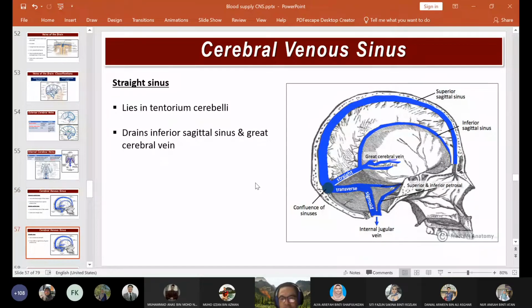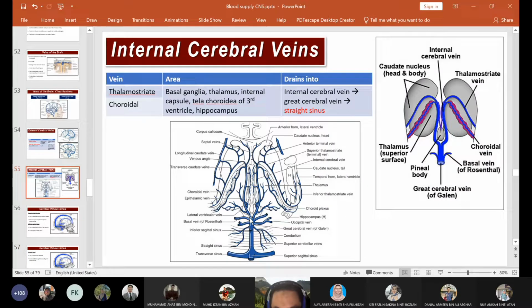Straight sinus. It lies in the tentorium cerebelli. This is your cerebellum kat bawah ni. Okay, this is tentorium cerebelli. It drains the inferior sagittal sinus and great cerebral vein. If you remember again, gambar ni, great cerebral vein is here. And then sagittal sinus. Great cerebral vein pergi ke sagittal sinus. Okay.